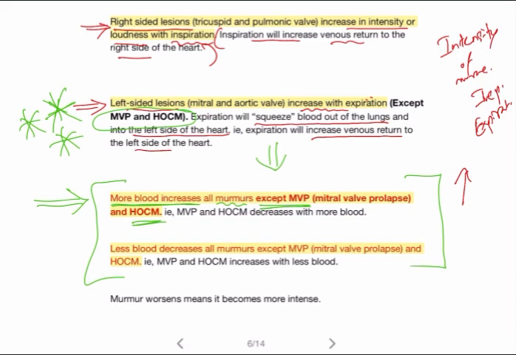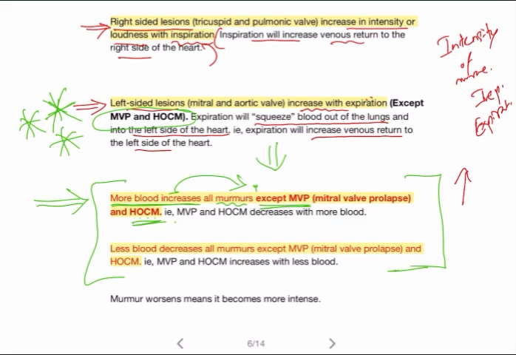So if there is more blood in the chamber of the heart, or more blood is passing through the defective valve or the defect, that causes increased murmur. So increased murmur except MVP and HOCM. If you know this, it is over. HOCM is the murmur of hypertrophic obstructive cardiomyopathy. We will be coming in detail to these two, but at the moment, just focus on this capsule.